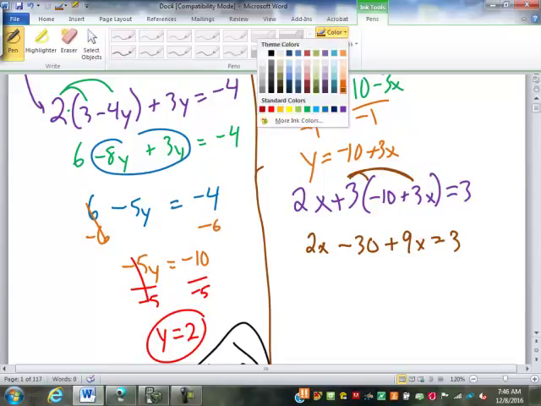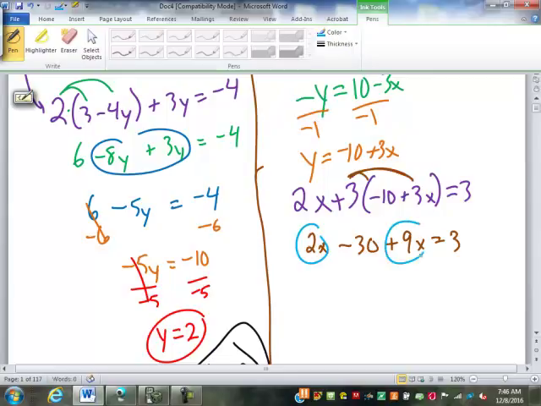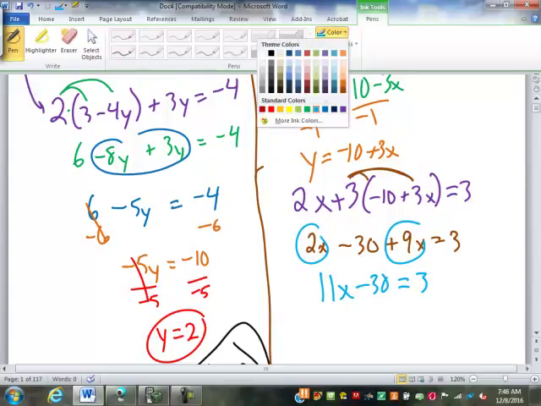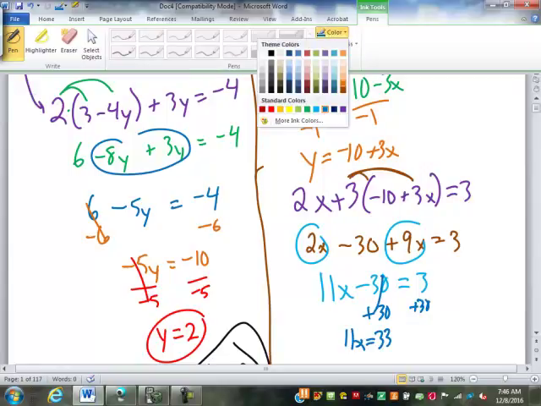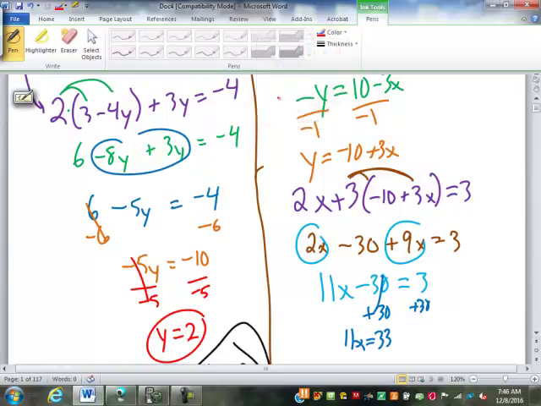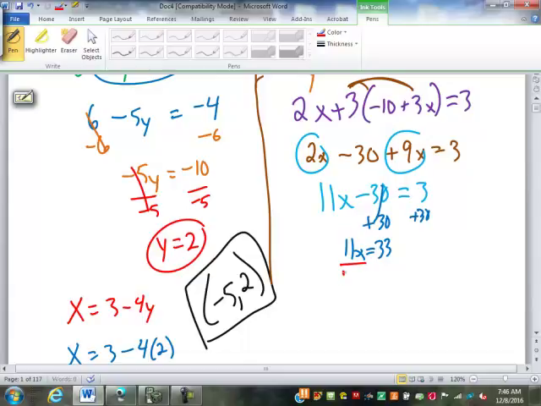And we combine. 2 and 9 make 11x. Minus 30 equals 3. And then add 30. 11x equals 33. And then divide by 11. X equals 3.